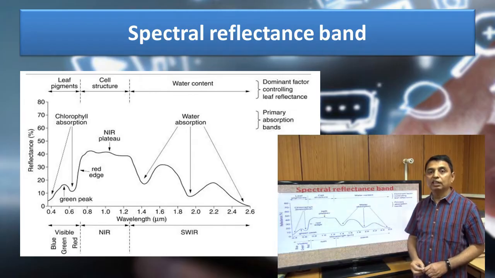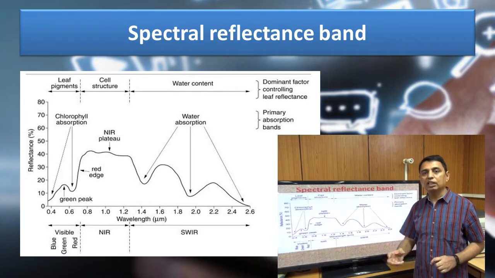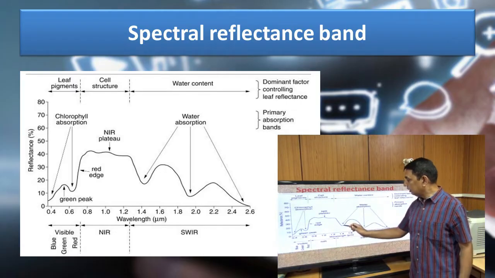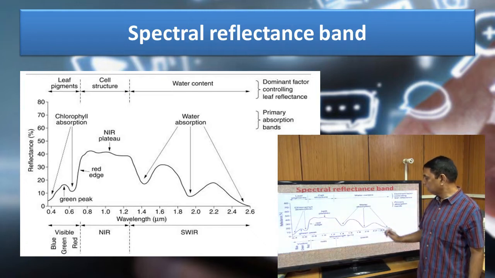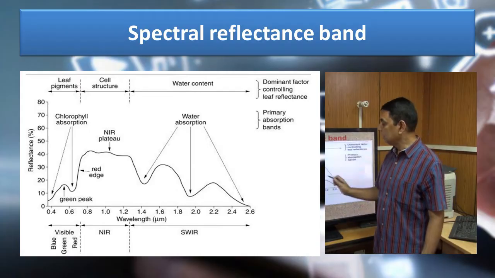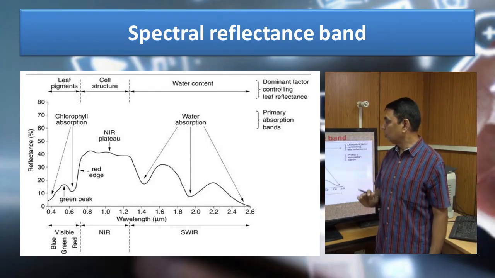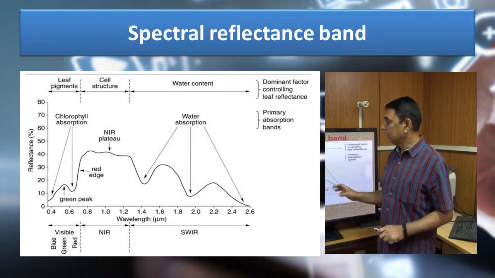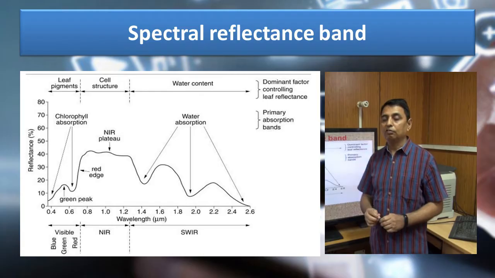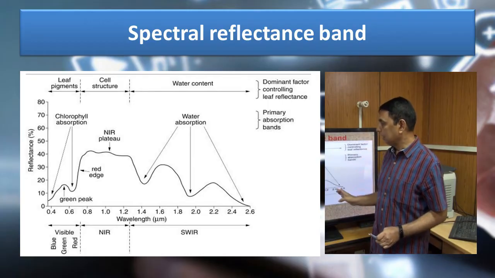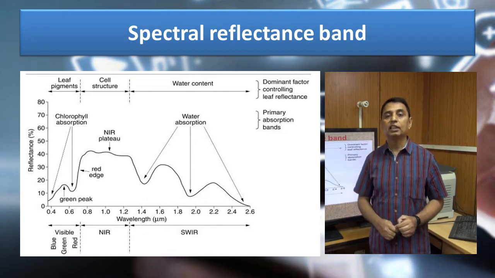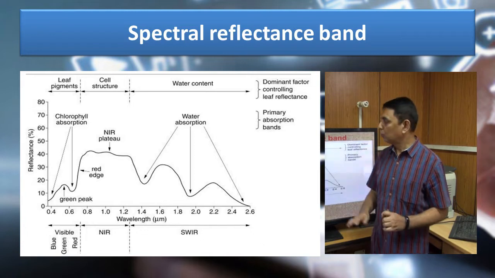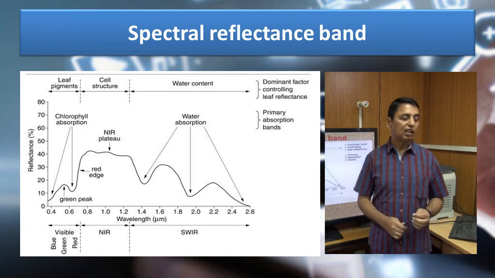If water bodies, waterlogged soil, or soil moisture is there, at nearly 1.4, 1.9 and 2.7, these are the three bands we call water absorption bands. So we can conclude that if the reflectance percentage is less at these three points, then a water body is there. So in this way we can analyze the data.